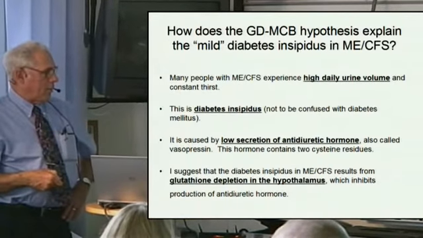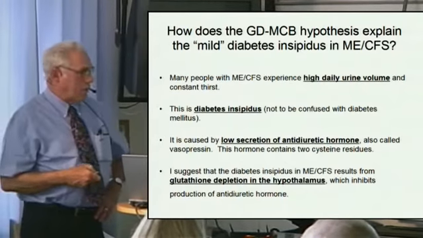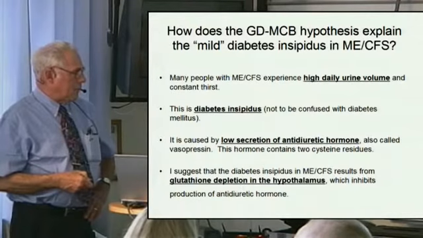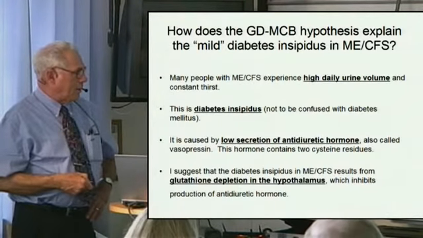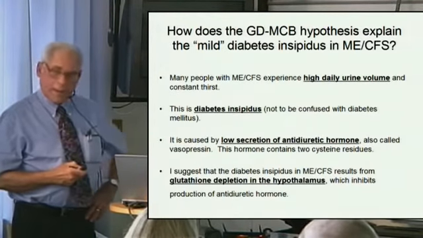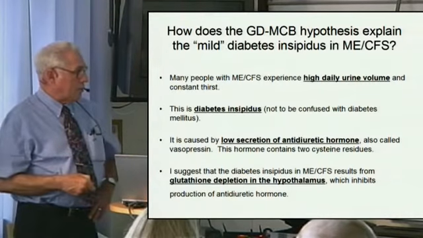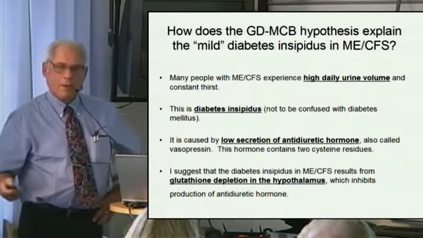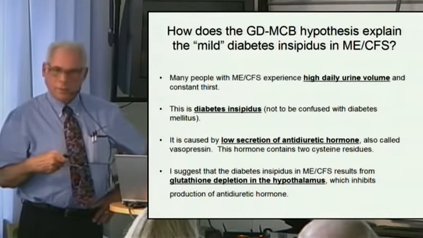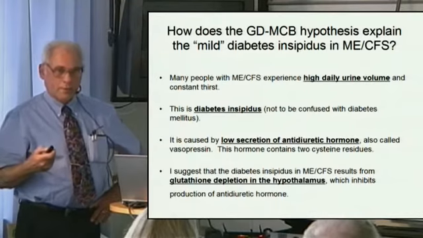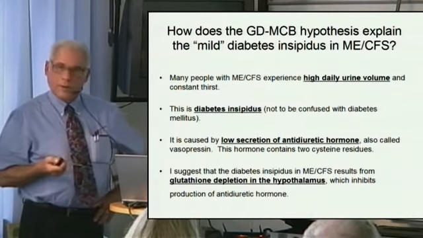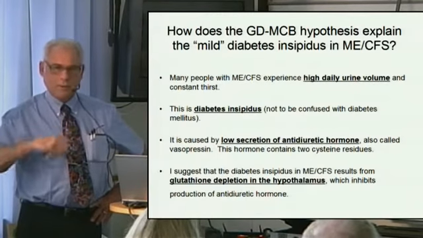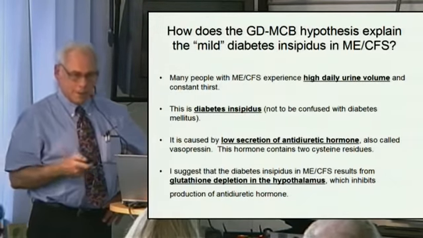And that hormone normally has 2 cysteine residues. So that's affected by glutathione depletion. And so I suggest that the reason for the problems here is that glutathione is depleted in the hypothalamus, and then that lowers the production of antidiuretic hormone. Then the kidneys dump more water into the urine. The blood goes low in water. You have hypovolemia, and the person is very thirsty. They keep drinking water, but they can't keep up with the loss. So they're always running at too low of a blood volume, always running hypovolemic.